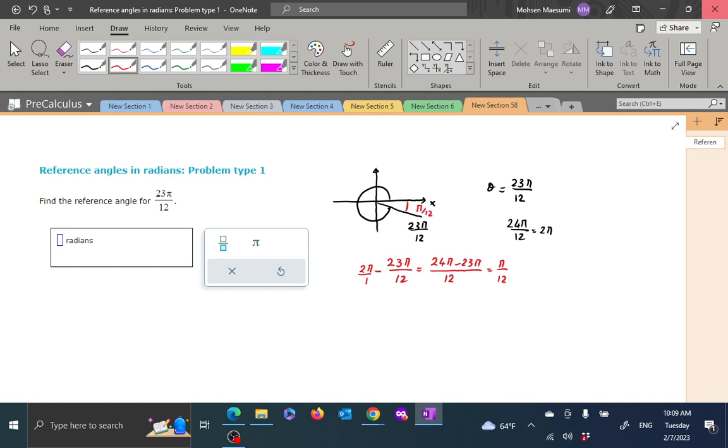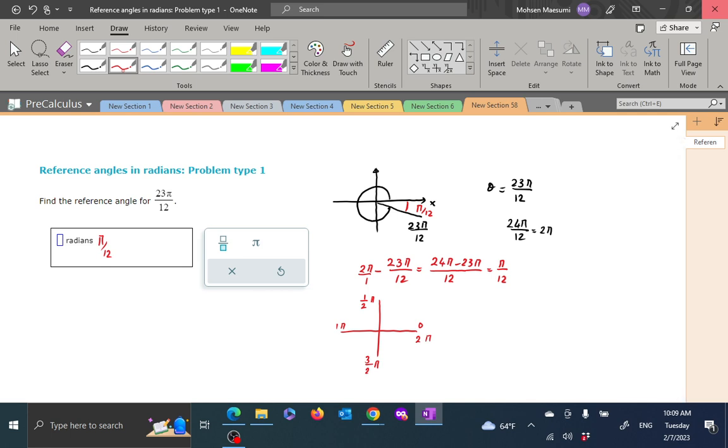So our suspicion was correct. This is less than pi over 2, obviously, and our reference angle is going to be pi over 12. So let's investigate this a little bit more. We said this is, of course, 0. This is 1/2 of pi. This is 1 pi. This is 3/2 of pi. And this becomes 2 pi. So I wrote everything as a multiple of pi.